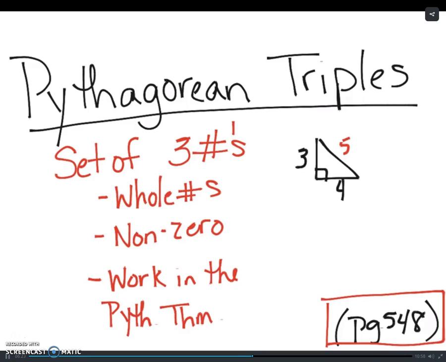I would start to notice them and pay attention to what the most common Pythagorean triples are, like 3, 4, 5, and 6, 8, 10, because they will save you a lot of time and energy, okay? You also need to be able to tell me, if I give you 3 numbers, are they a Pythagorean triple or not? That's going to be really important.